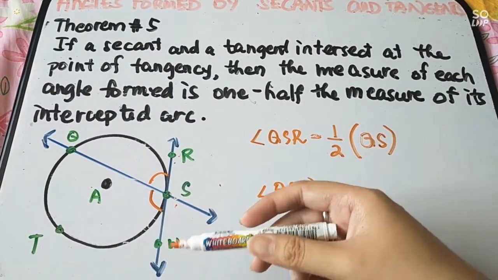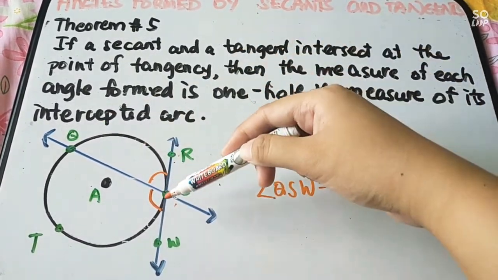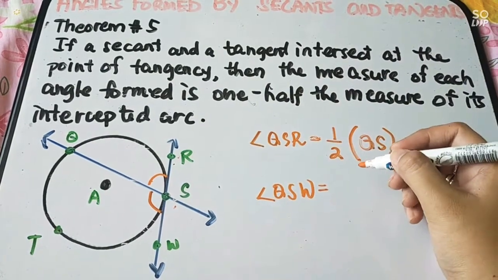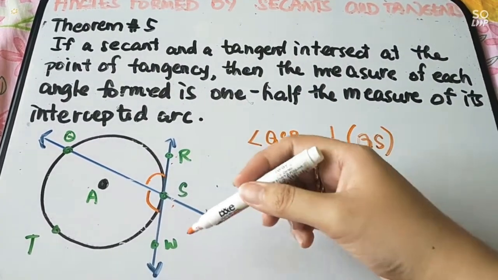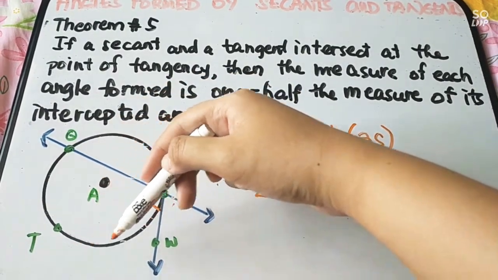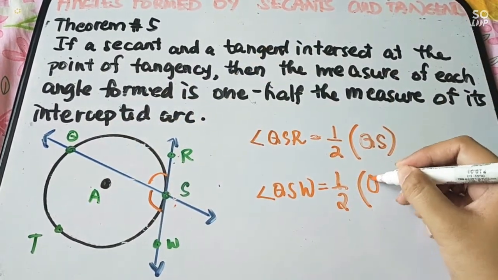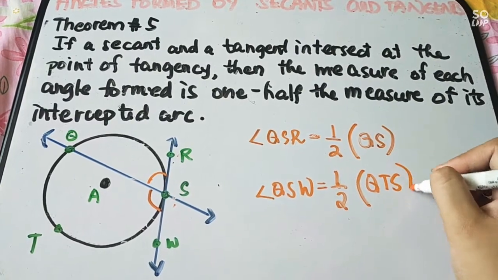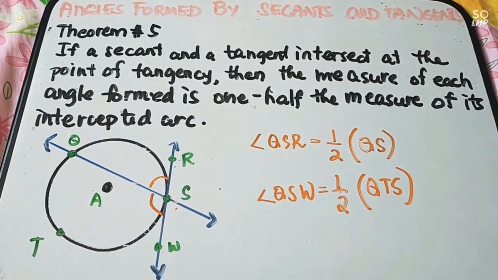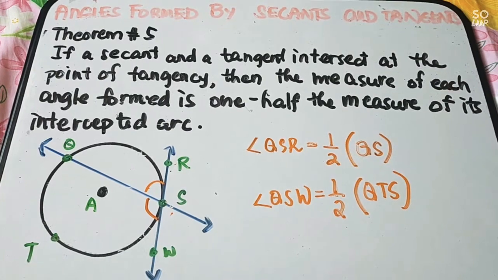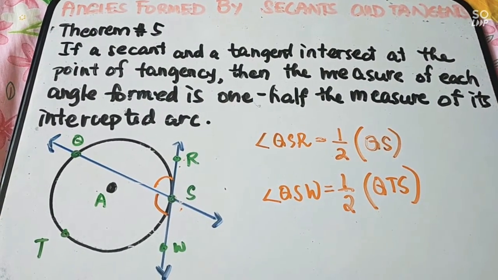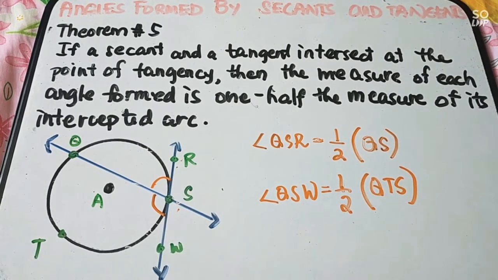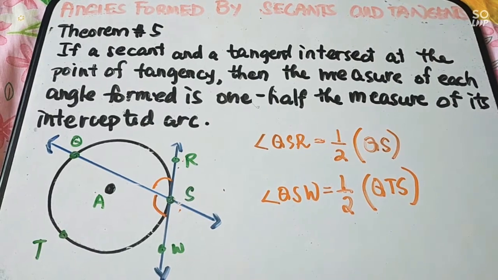Next, si angle QSW ay 1/2 naman nino. 1/2 ni QTS. QTS. So, that is theorem number 5. Okay? So, let's move with solving. We are going to apply the theorem 1, 2, 3, 4, 5 in solving.